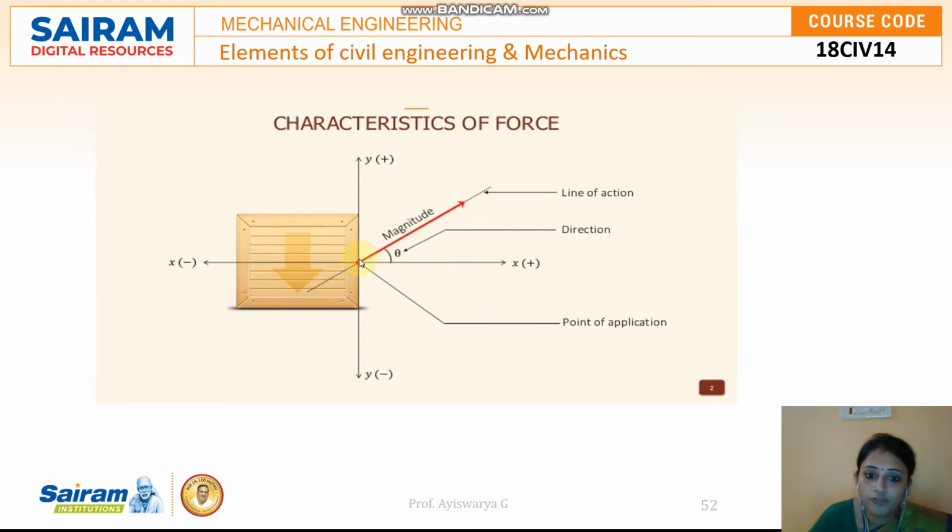The size or the weight is said as magnitude. Suppose this block is being pulled by a 10 kg load, it means the magnitude is 10 kg. This is the angle, this is the direction of movement of the block, and this is the point of application. So these four are said to be the elements of forces: magnitude, line of action, direction and point of application, which is important for each and every movement. A body under force is analyzed by these four elements.